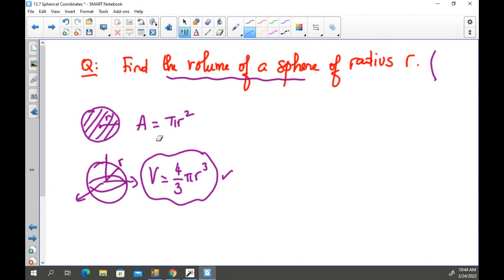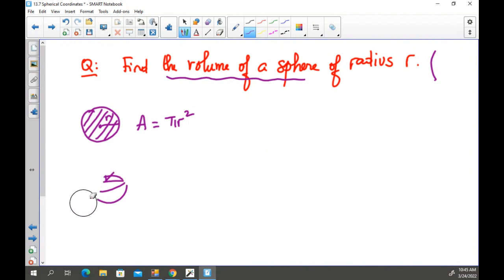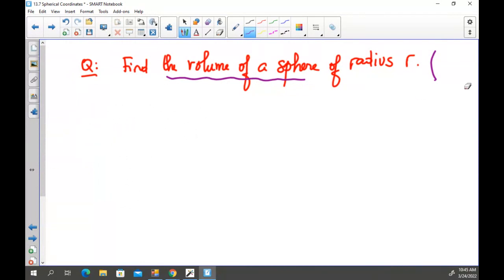Now what we are going to do is I'm going to prove this. I'm going to show you why the volume is equal to 4/3 pi r cubed. We can do that using these spherical coordinates. For the area also we can use polar coordinates. So let's find the volume of a sphere of radius r using calculus. So the volume will be the triple integral over the sphere of dv. So that's the general formula.